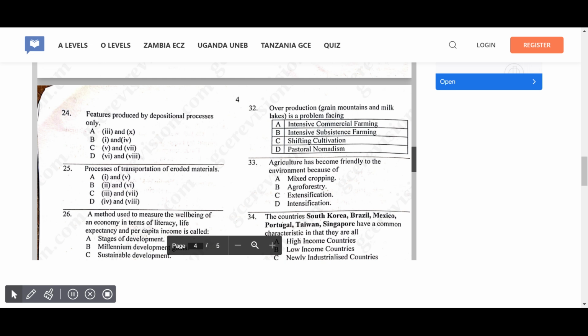Question 33. Agriculture has become friendly to the environment because of... The answer is B. Agroforestry.